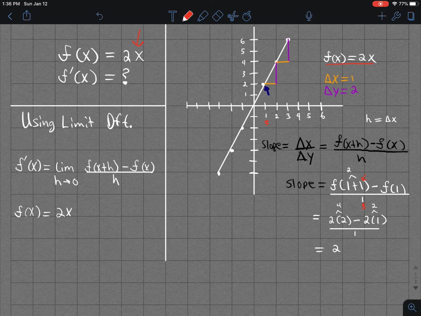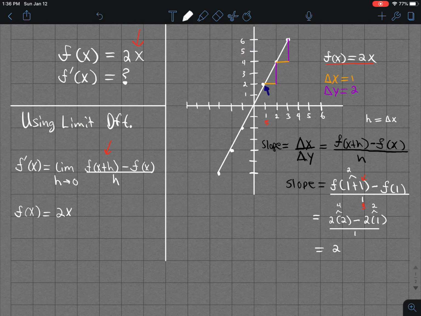We'll find out that's the same as taking the derivative, but we're going to use a different method. We're going to use the limit definition of how to take a derivative. So if we look at the left side over here, the definition of a derivative is f prime of x as the limit as h approaches 0 of f of x plus h minus f of x, over h.